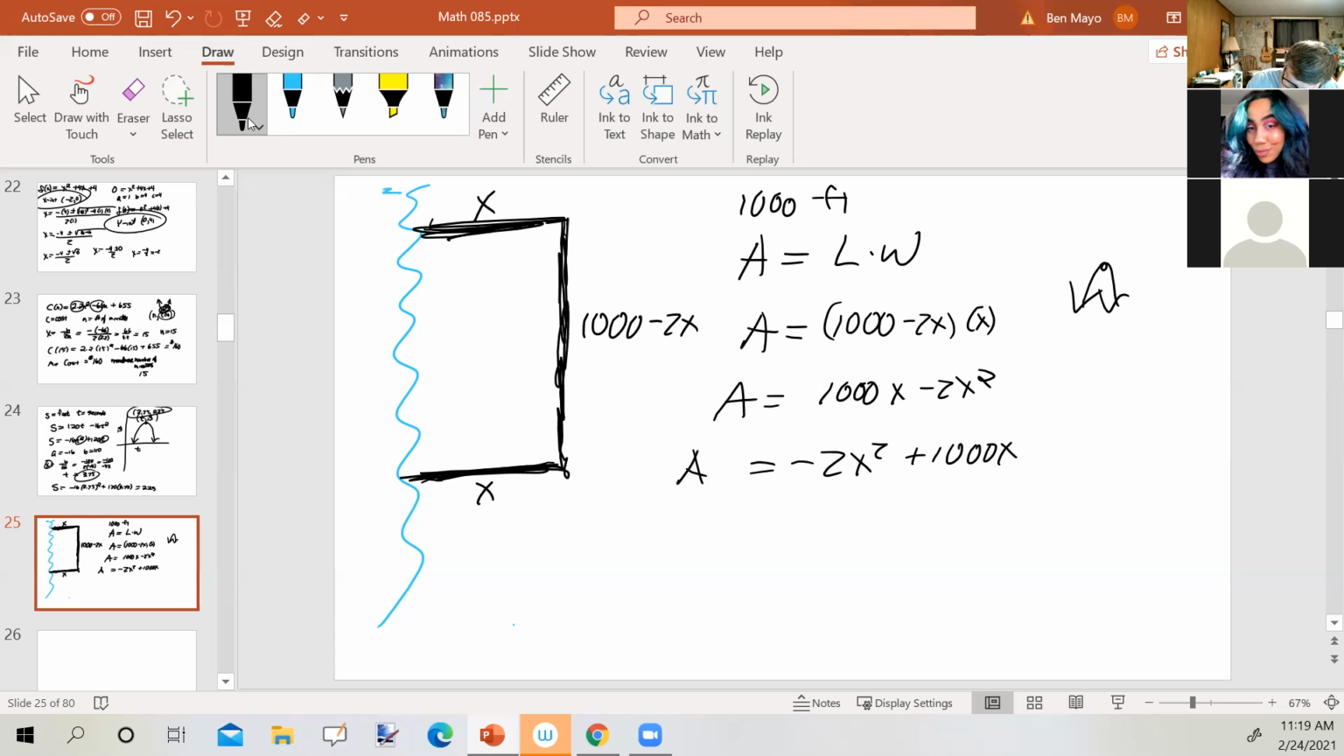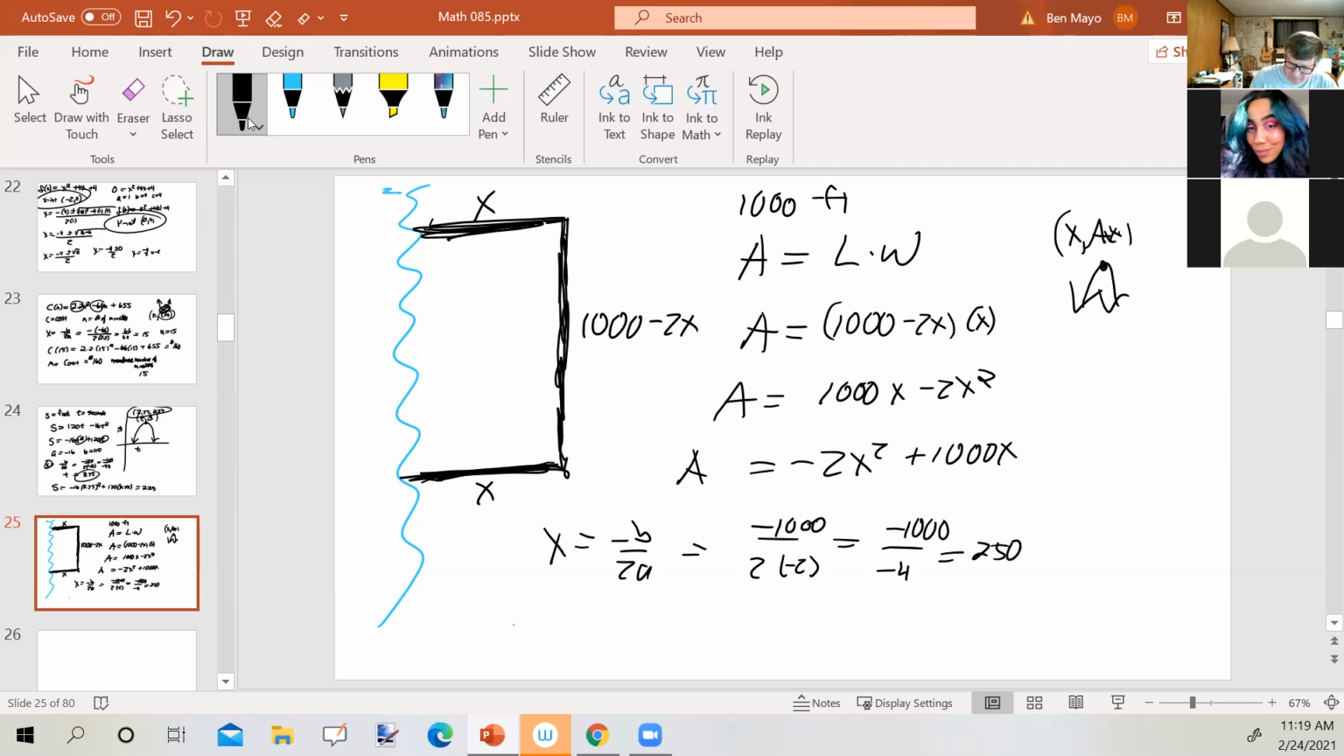So basically I need to find the vertex. X is negative B over 2A, which is negative 1,000 over 2 times negative 2, which is negative 1,000 over negative 4, which is 250. So X is 250 feet. All right. So this is what, 250.